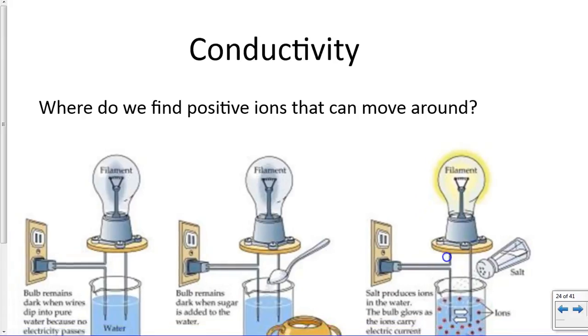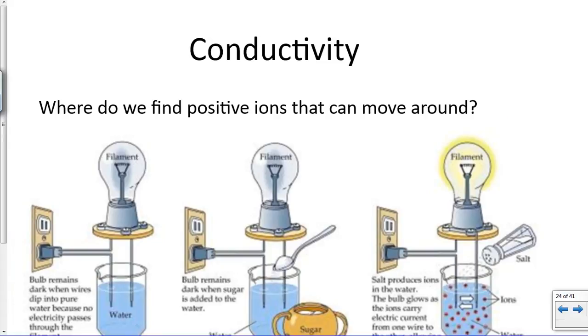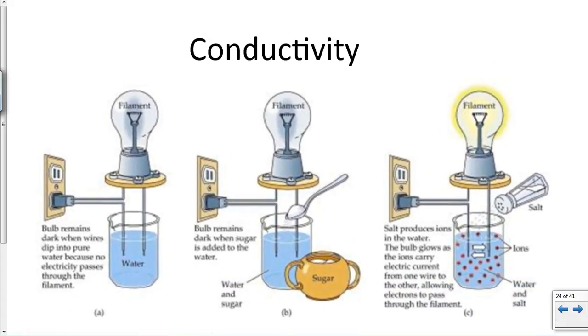Now, this picture kind of, sort of didn't fit. So, we'll start here. Where do you find positive ions that can move around? Well, on the left, we see just water. No light bulb coming on once it's plugged into the wall. Kind of boring. If we were to put in sugar, which is a molecular compound, the light bulb is still not on. But when we add in a salt, an ionic compound, we see the water dissolve it like we saw before. Now we have a whole bunch of charges that are moving around in solution that are able to move like we talked about.